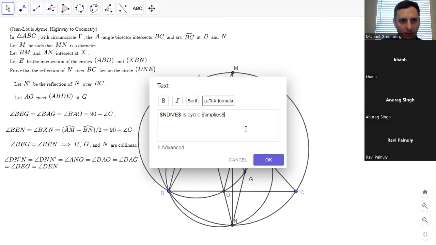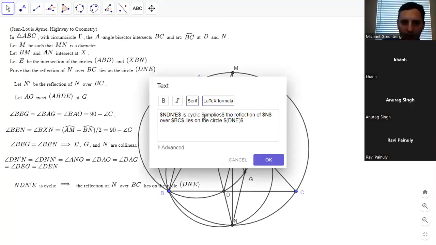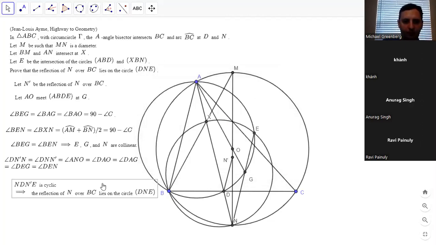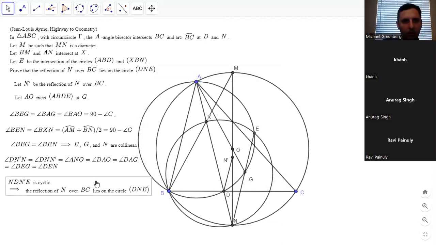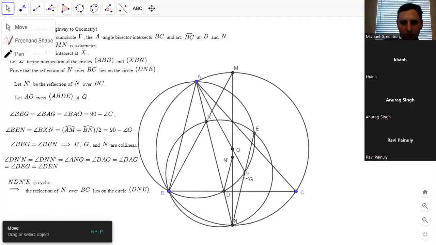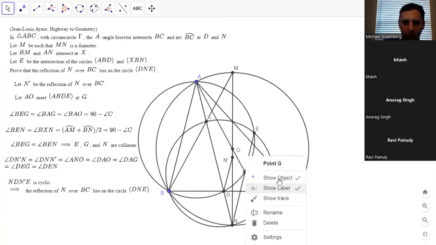Applies the reflection of N over BC lies on the circle DNE. All right, so I like this idea. Yeah, the solution was actually less complicated than I thought. Yeah, you can share your solution. Can I just present it? Yeah, sure. Okay, so I won't be using point G, so can you delete it? Yeah. Like temporarily, or maybe you can add it later.